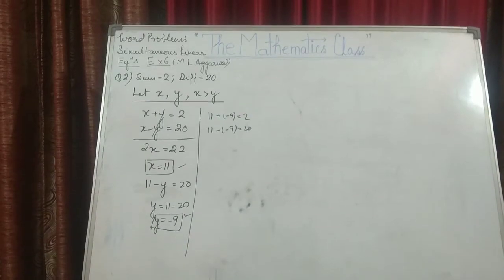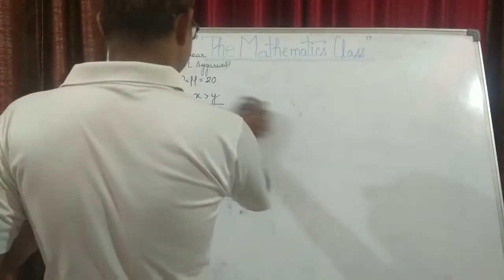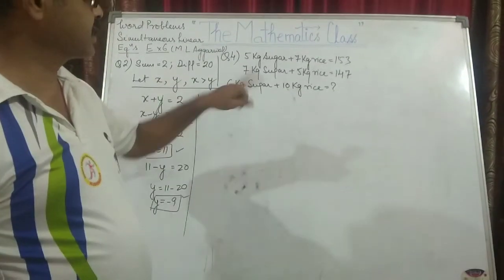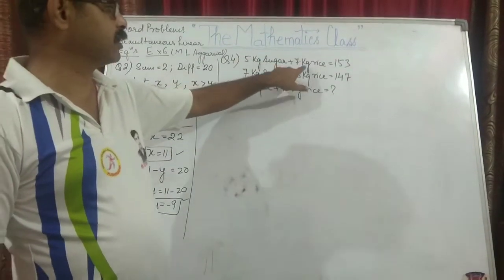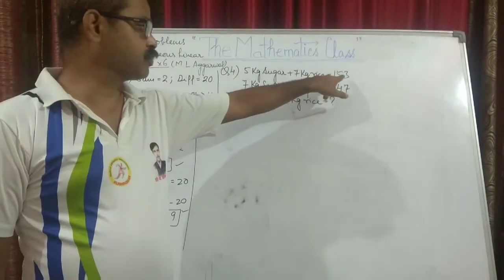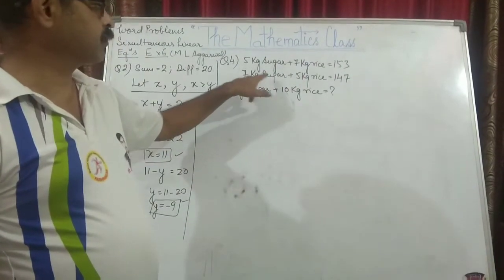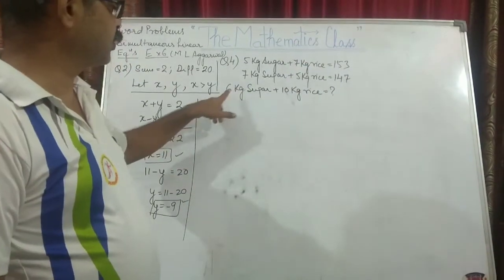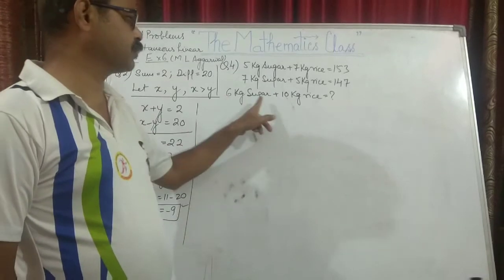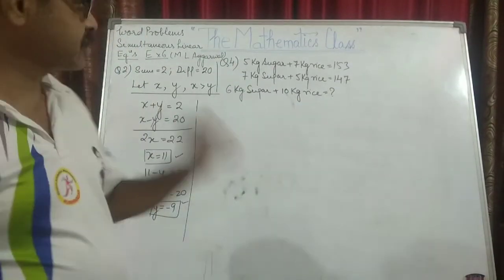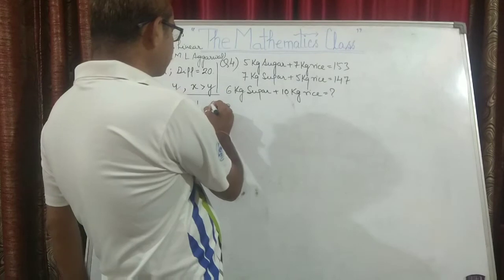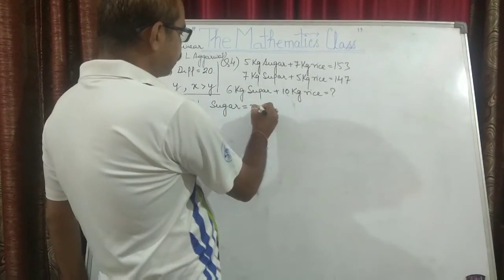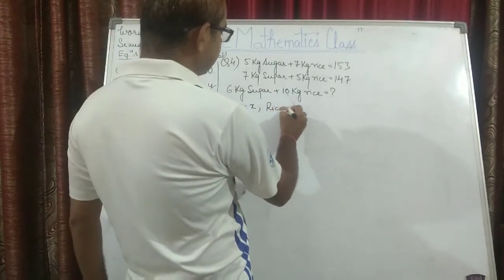Now we move on to the fourth question. I am writing down the fourth question. In question number 4, it is given that 5 kg of sugar and 7 kg of rice cost 153. 7 kg of sugar and 5 kg of rice cost 147. You have to find the cost of 6 kg of sugar and 10 kg of rice.